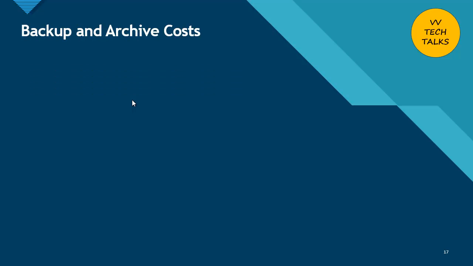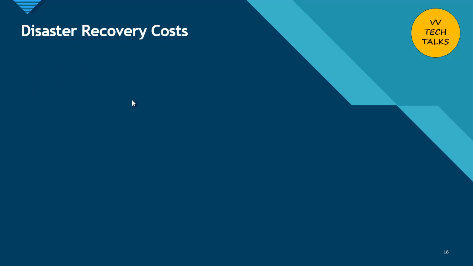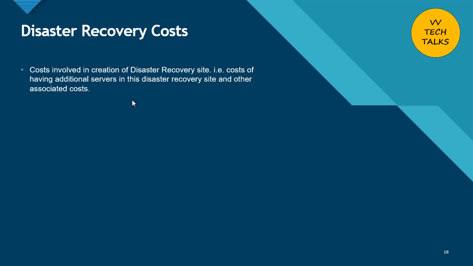There is also cost involved in maintaining backup and backup infrastructure, so there are backup and archive costs as well. We need to maintain backup hardware, so that involves cost. There is additional cost for backup maintenance and consumables like tape drives, and there are disaster recovery costs as well. This involves the cost of creating a disaster recovery site, the cost of having additional servers in the disaster recovery site, and other associated costs.